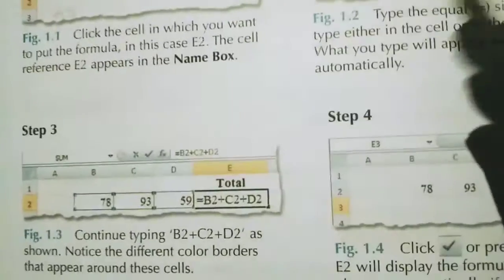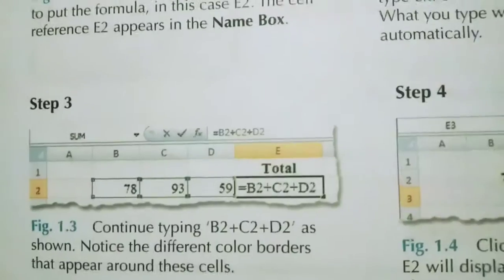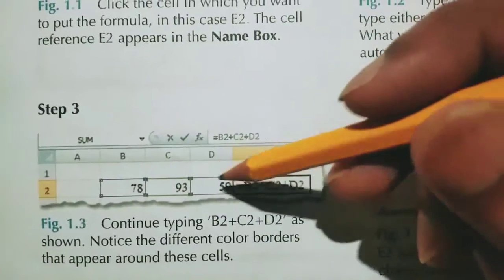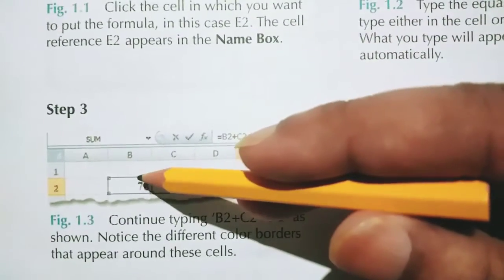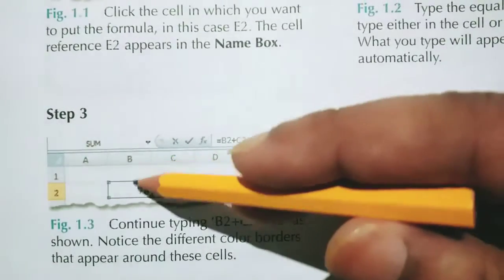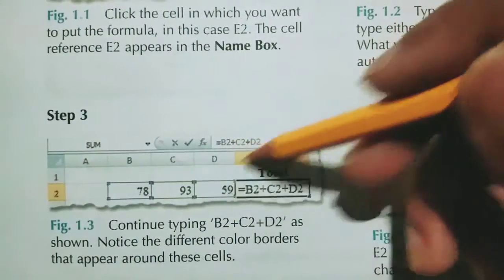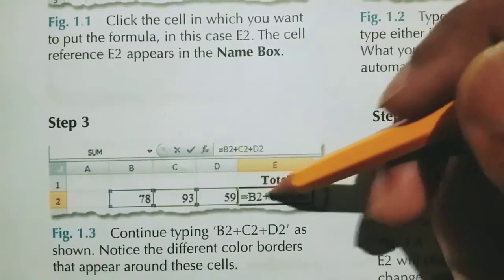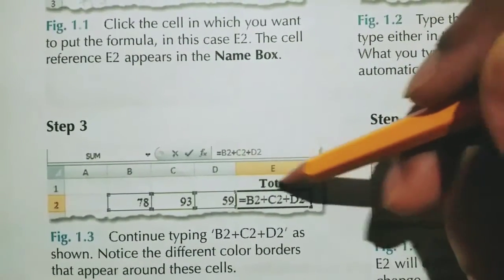Now step 3 is what? How to add? Add means sum. So here it is written sum. How to add? You have to write all the cell names, the cell addresses. So B2 plus C2 plus D2. See here, B2 plus C2 plus D2. That means it will add all the values of B2, C2 and D2, and it will give the total.